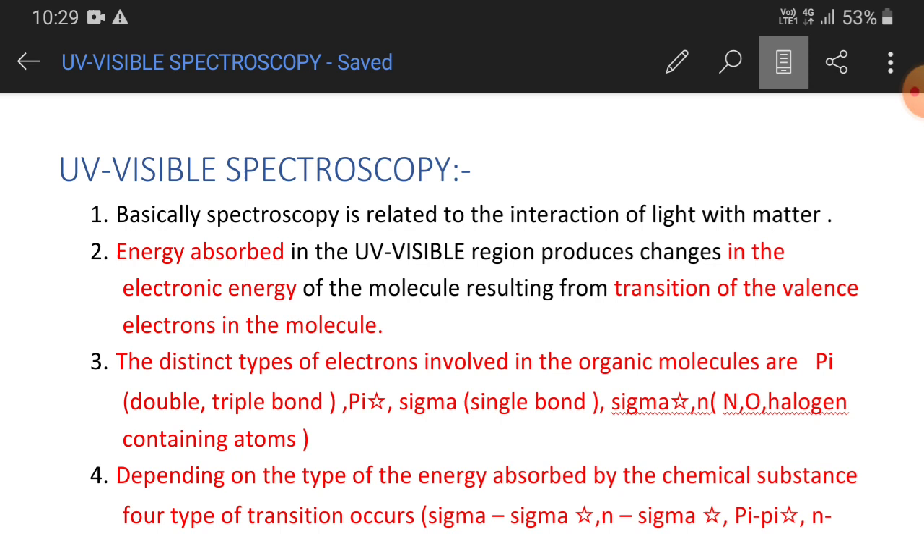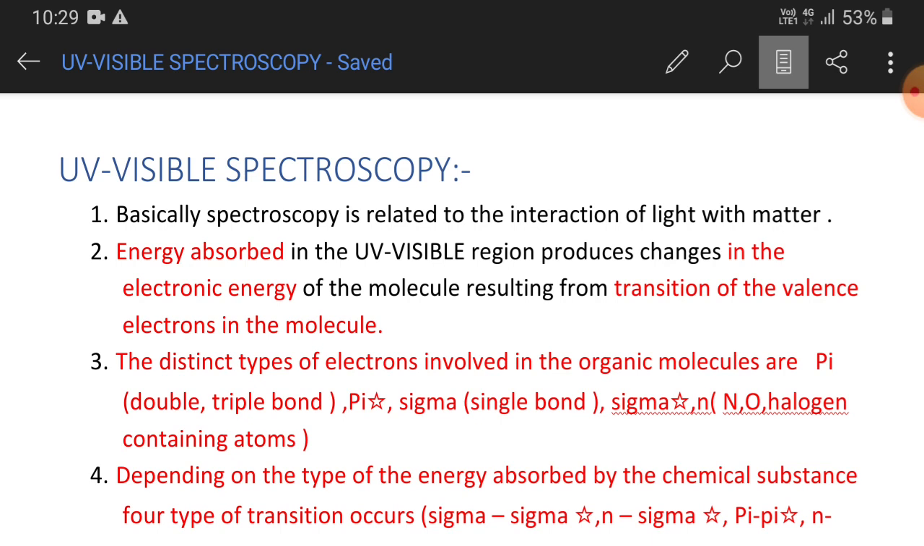So the first thing that you need to know is what is spectroscopy. Then we will move on to UV visible spectroscopy. So spectroscopy is nothing but an instrument that will study the interaction between the electromagnetic radiation and the molecule of interest.